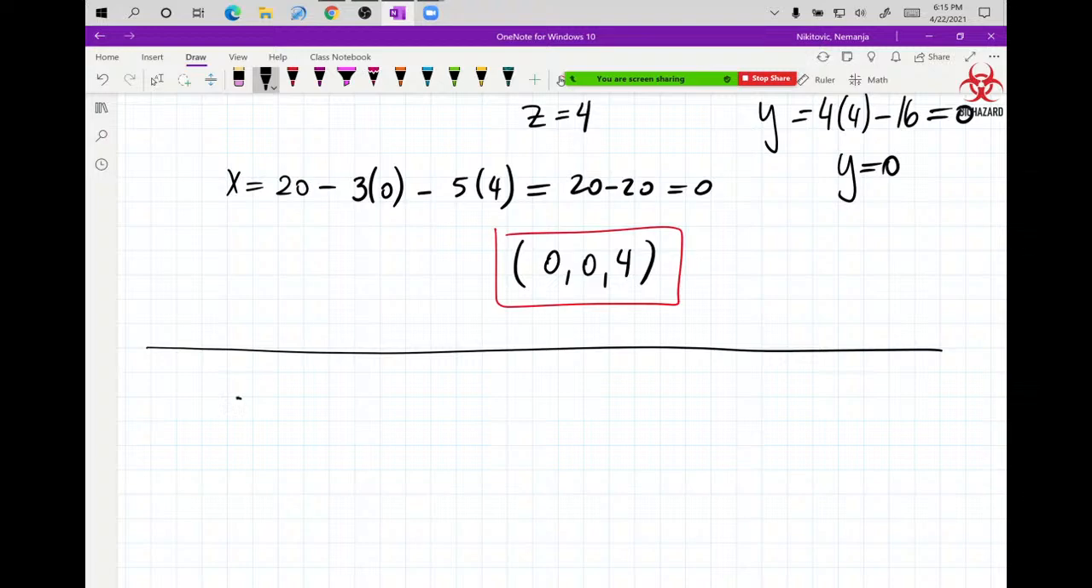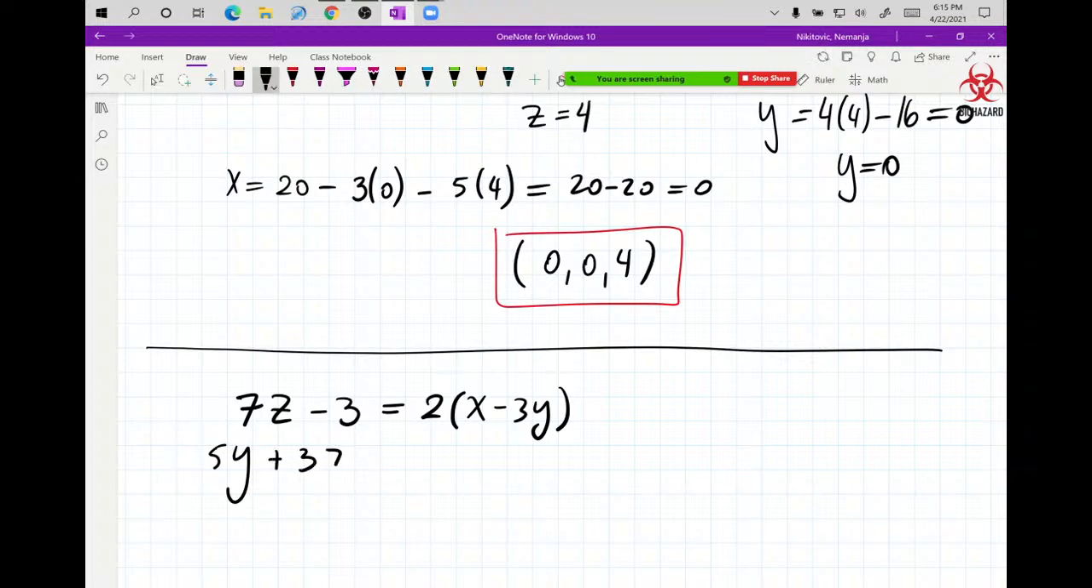So here we go. 7z minus 3 is equal to 2 times x minus 3y. 5y plus 3z minus 7 equals 4x. And finally, 4 plus 5z is equal to 3 times 2x minus y.